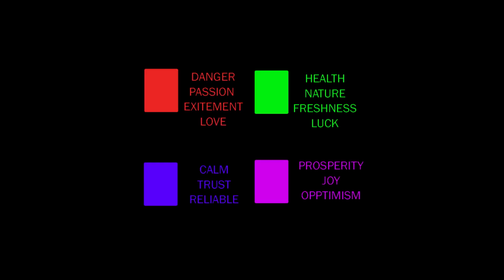Moving to color psychology, it's just when you see a color and you understand what the color is passing across to you. When you see a red color, you know it stands for danger, passion, excitement, and love. When you see a green color, you understand it stands for health, nature, freshness, luck. Blue for calm, trust, reliable. Purple, you know, for prosperity, joy, optimism.